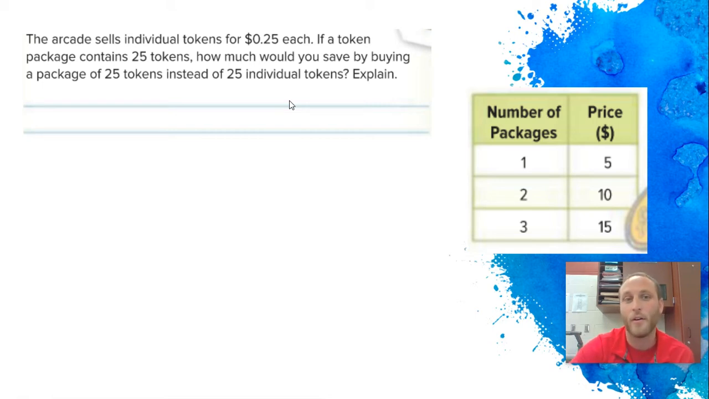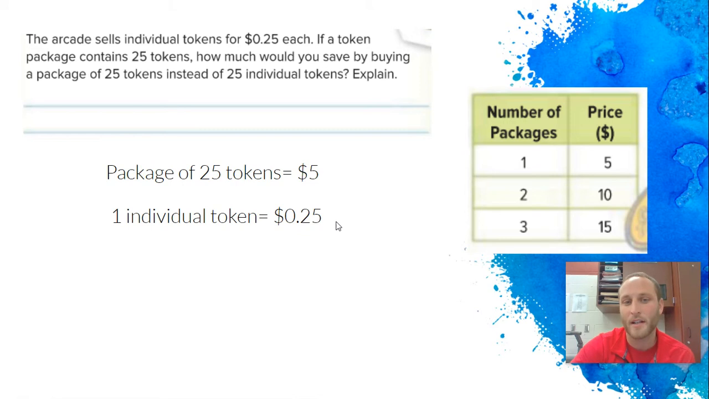Okay, so we have to think about this because we have to figure out what's going to be the better rate here. A package of 25 tokens costs $5, right? 25 tokens, $5. However, one individual token costs 25 cents. So somebody may be thinking, oh, well, 25 cents might be better. But we have to think about that and figure out if it's going to be better to buy the package or just the individual tokens. If one individual token costs 25 cents, that means I can buy 4 tokens for $1.